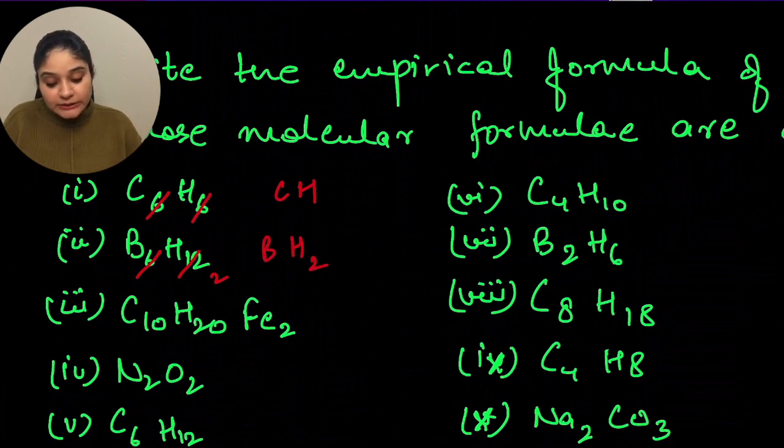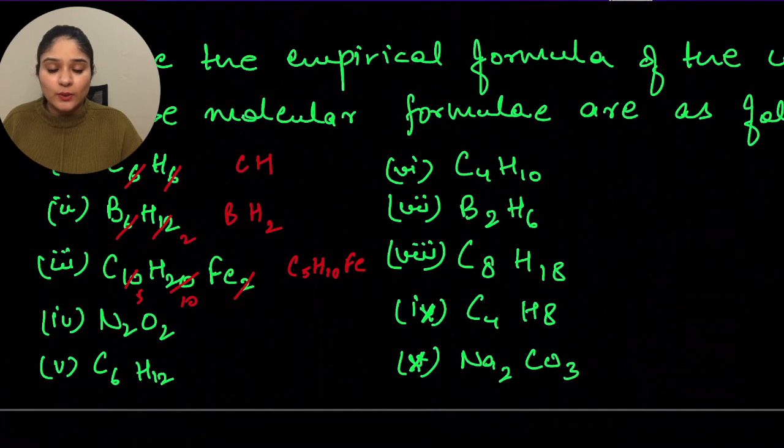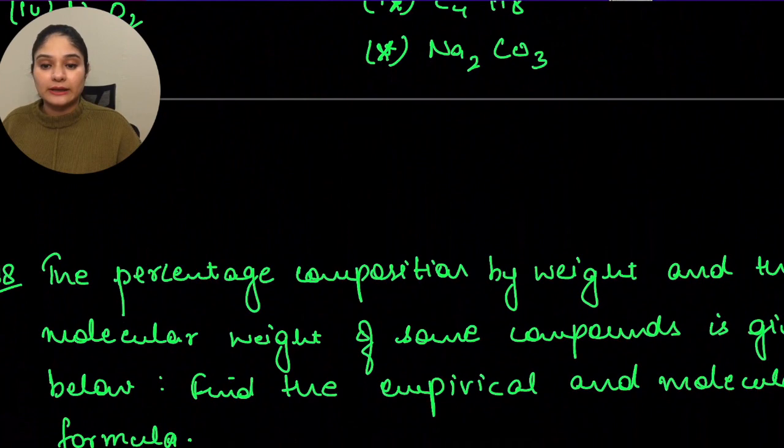The next one is C10H20Fe2. You can cancel the entire thing by 2 and you end up with C5H10Fe. Okay. Similarly, you have other questions given here. You can try all of them out. If there is any confusion with any of them, you can definitely reach out to me to know the correct answer. Let's move ahead to the next one.